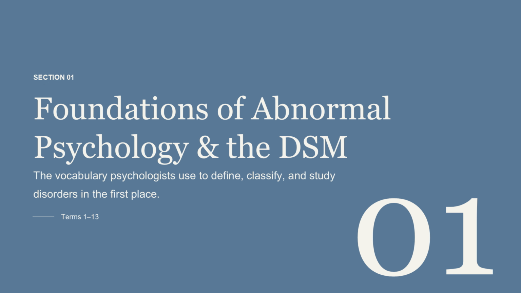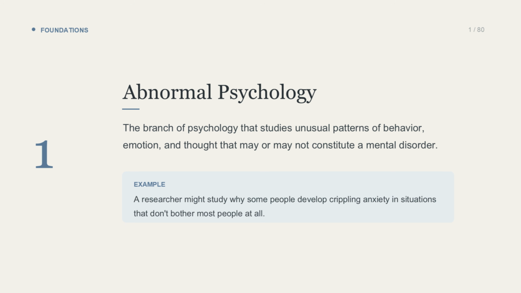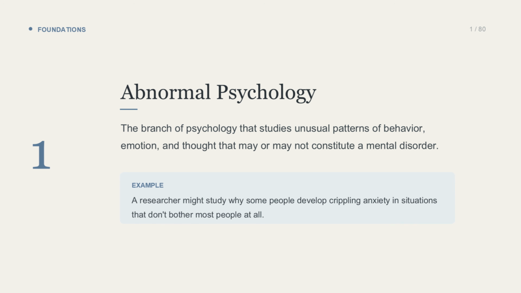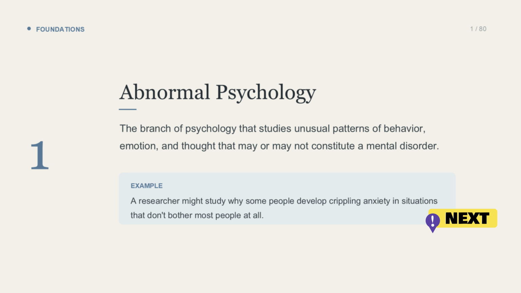Section 1. Foundations of Abnormal Psychology and the DSM. Before we get into specific disorders, we need the vocabulary psychologists use to define, classify, and study them in the first place. 1. Abnormal psychology. Abnormal psychology is the branch of psychology that studies unusual patterns of behavior, emotion, and thought, which may or may not be understood as constituting a mental disorder.